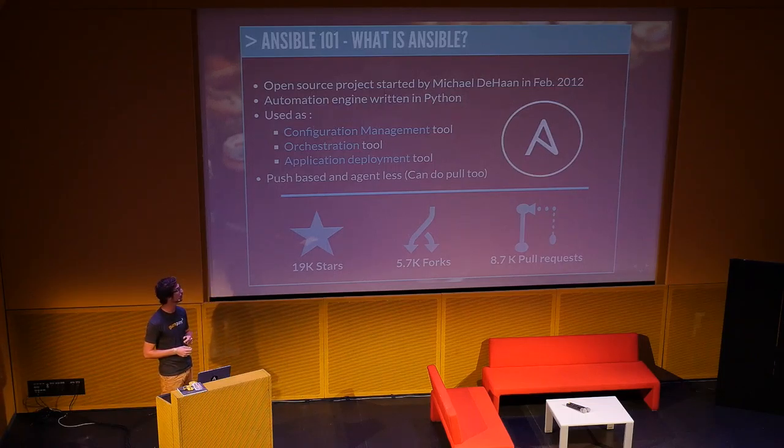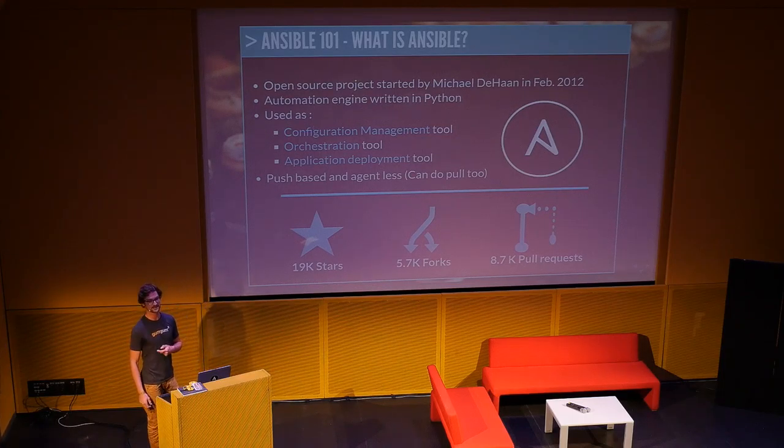It's an open source project that was released in 2012, started by Michael DeHaan. It is written in Python, and it's used as a configuration management tool, an orchestration tool, and an application deployment tool. It's a push-based system, and it's agentless. Some other people are using Ansible a lot with network devices, and Ansible is great for that because there is no agent that needs to be on the router. It can also work in a pull mode, but basically Ansible is meant to do push.